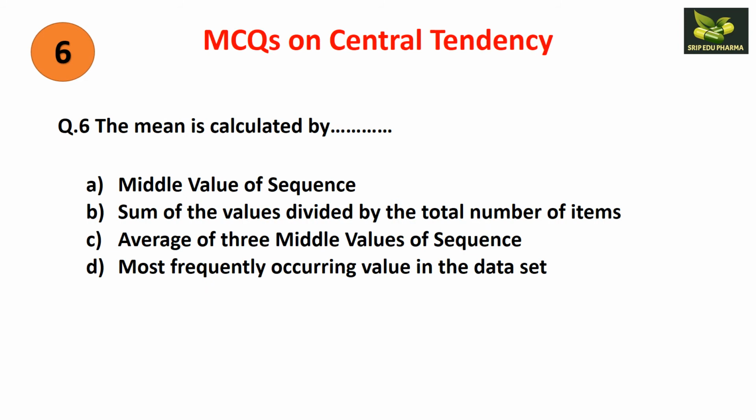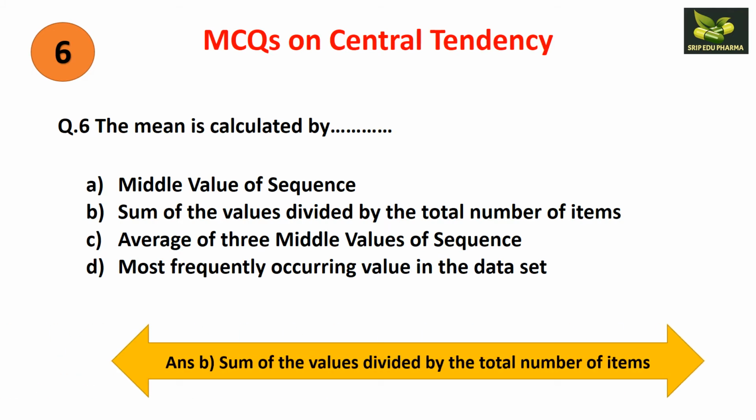Question number 6. The mean is calculated by A. Middle value of sequence, B. Sum of the values divided by the total number of items, C. Average of three middle values of sequence, D. Most frequently occurring value in the data set. So what will be the answer? The answer will be B, that is sum of the values divided by the total number of items.